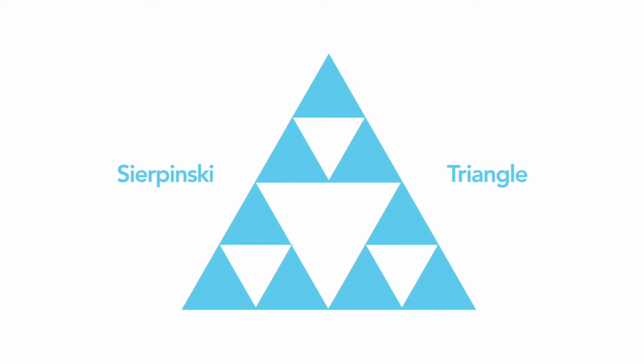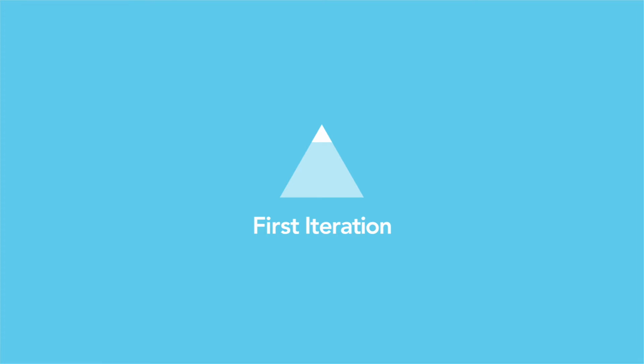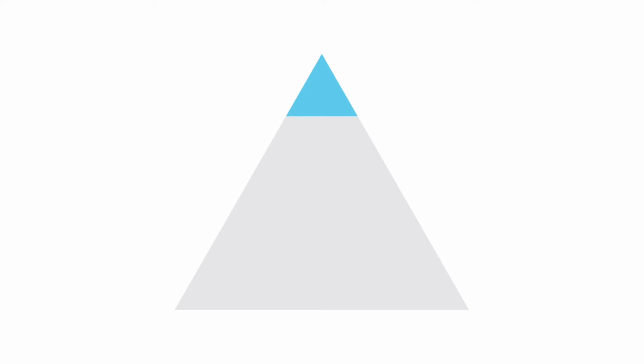My proposed model is based on the classic fractal of the Sierpinski triangle. So let's take a look at the first iteration. This is the UX process at its most simple. Think of a pyramid split into two sections like an iceberg, with the visible shipped product above the waterline, supported by a lot of process below the surface.